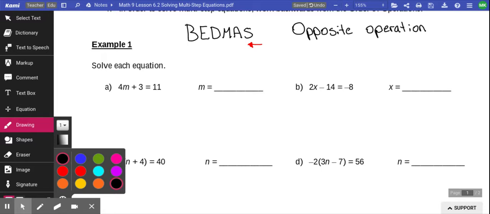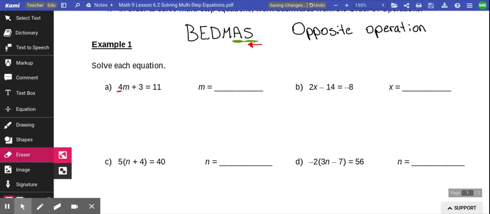Awesome. We're going to look at this first question. Question A. We need to solve the equation. That means get m by itself. To do this, we're going to work backwards with BEDMAS. So when we see our letter m, we're going to try to move the numbers away from m. We have 4 times m, and then we have a plus 3. According to BEDMAS, we want to remove any subtractions, which we don't have, and then any additions first.